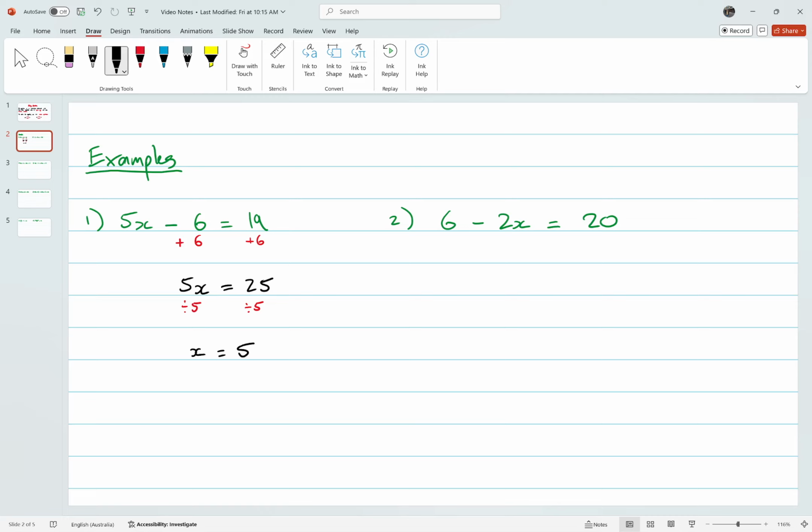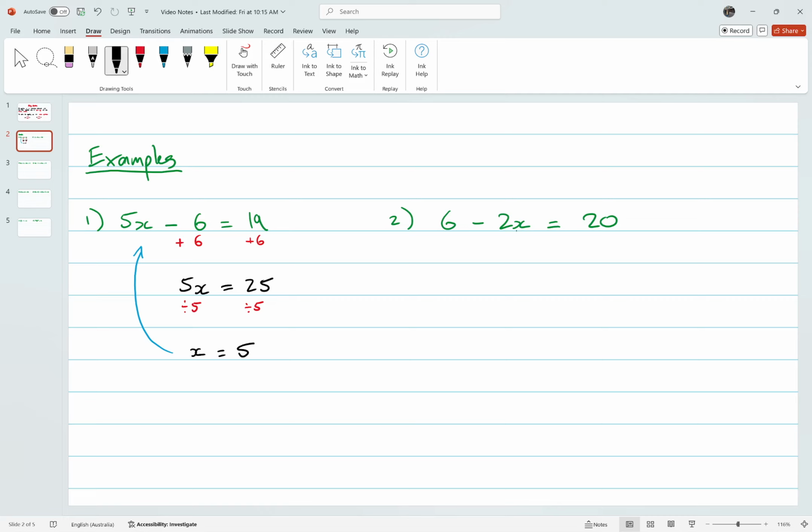And now we've solved that equation, and we can check to see if that answer is right by substituting it into the original equation. If I did 5 times 5, that equals 25. 25 minus 6 does indeed equal 19. So we have our answer. Let's go to this next one.